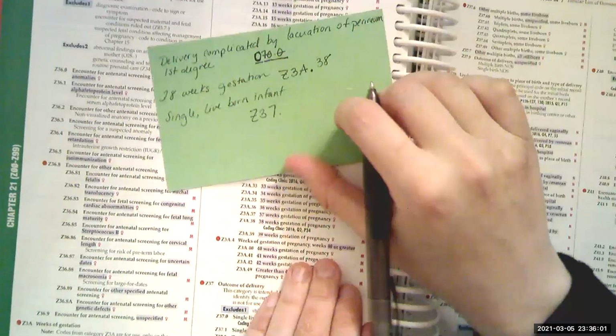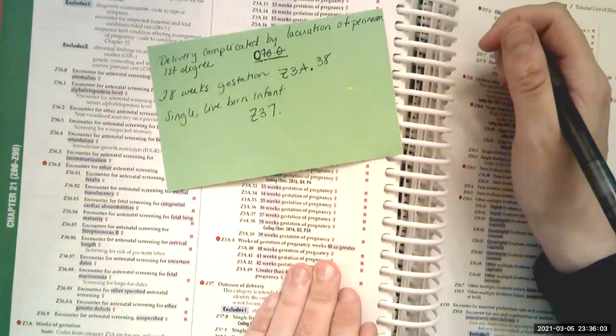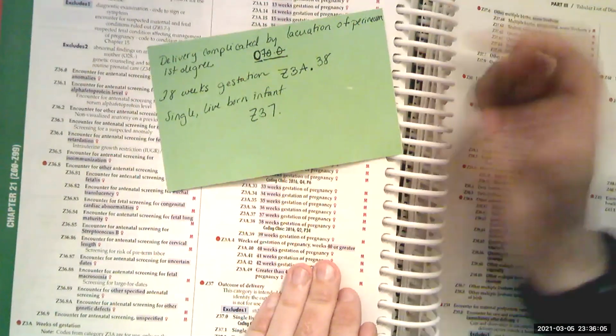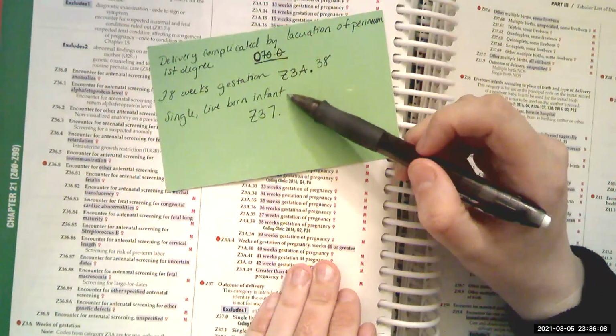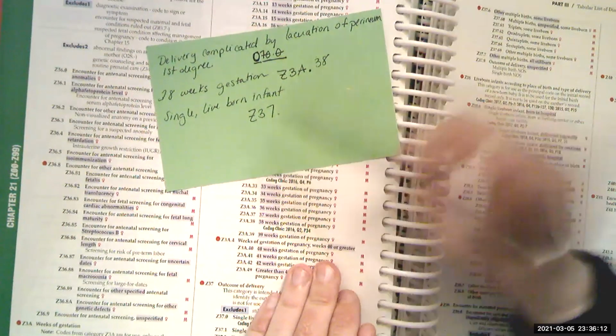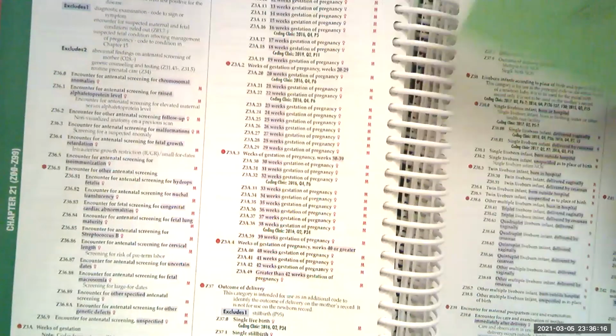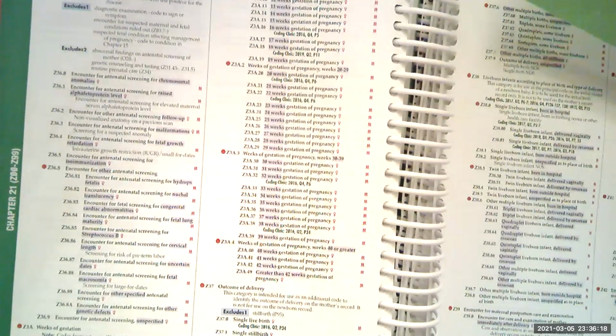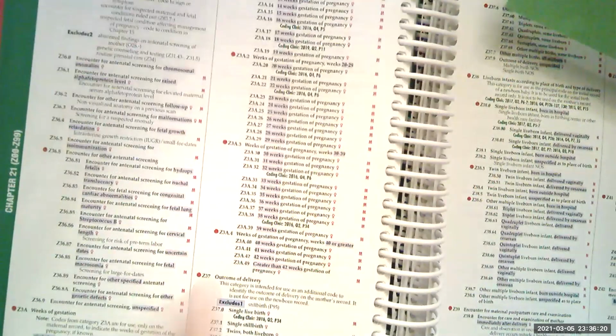Okay. And then we'll want to see single live born infant. So I want to see Z37 and then see if there's anything else we need to do. It's right here below it. We'll see Z37.0. It's going to be that single live born infant.